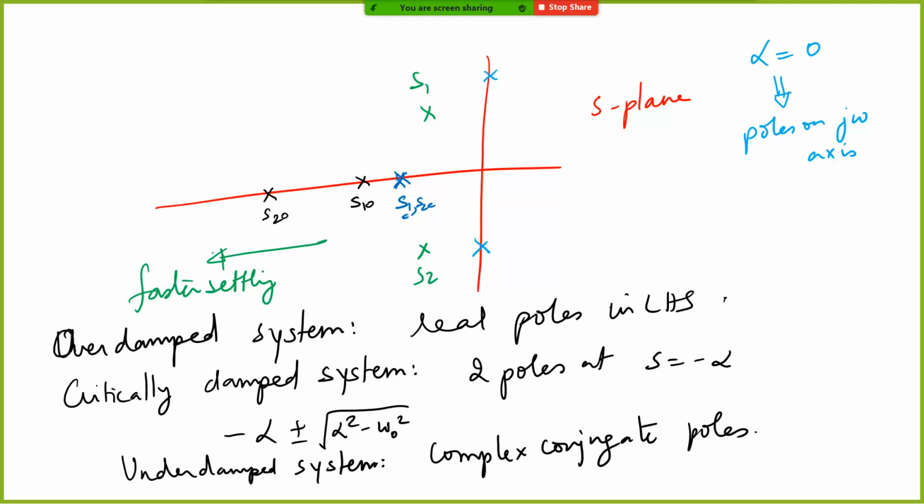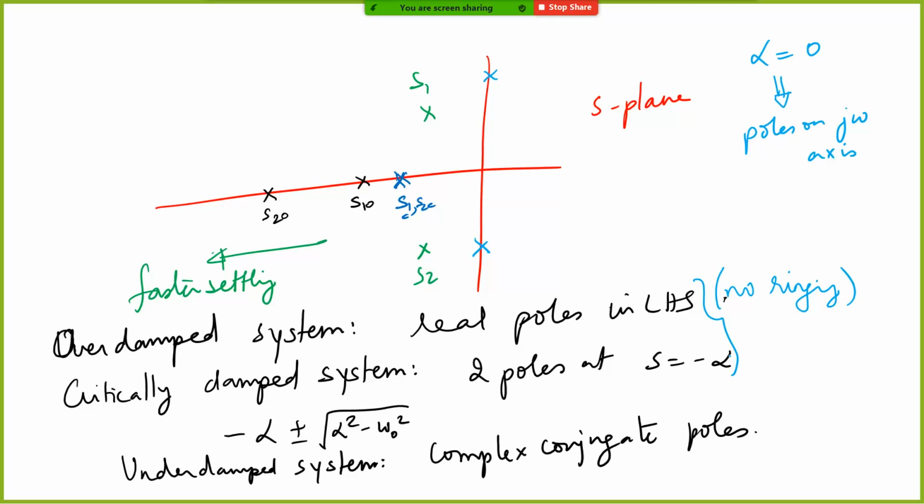Whatever it might be, if you have a second order system, any second order system, it can either be overdamped, critically damped, or underdamped. That is determined by looking at the pole locations. If you have two real poles which are separated from each other, not equal to each other, you have an overdamped system. So you will not have any ringing. This one has no ringing.